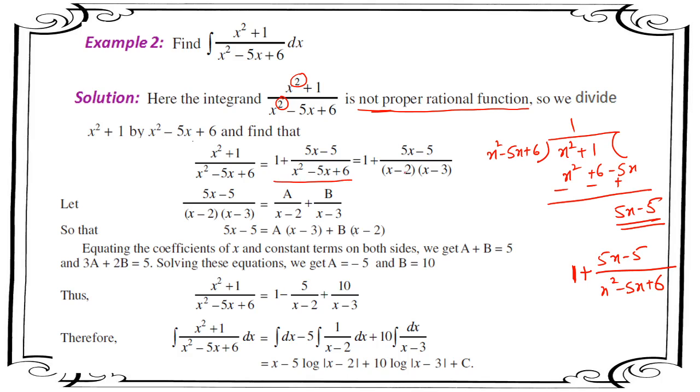This is equal to 1 plus 5x minus 5, and here we can factorize it as per that table also. So x minus 2 into x minus 3, this can be split into different simple fractions like this. Then we will take the LCM, open it, solve it, compare the coefficients, and we will get the values of a and b. A is minus 5 and b is 10. Put the values here in this equation, right? And then integrate all the terms separately. This is very simple. Integral of 1 is x, minus 5 as it is, log of x minus 2 plus 10 log of x minus 3.